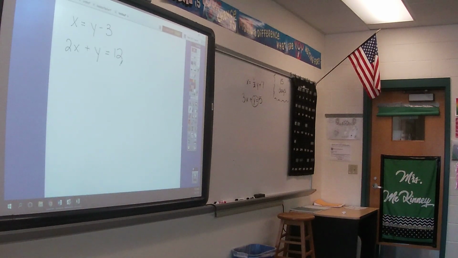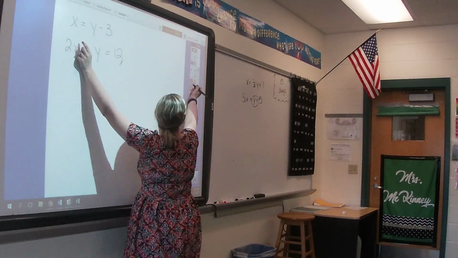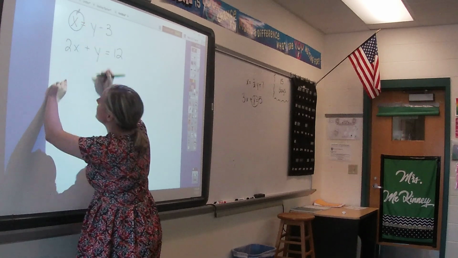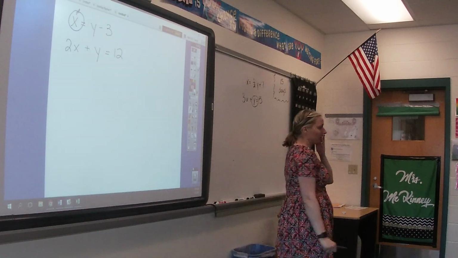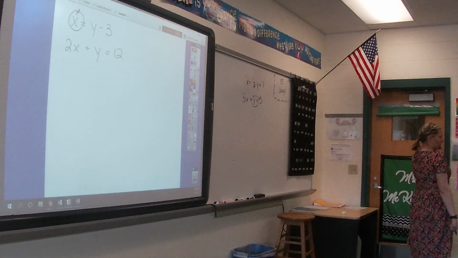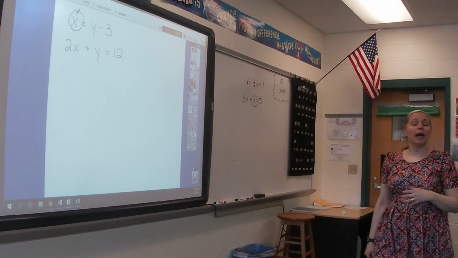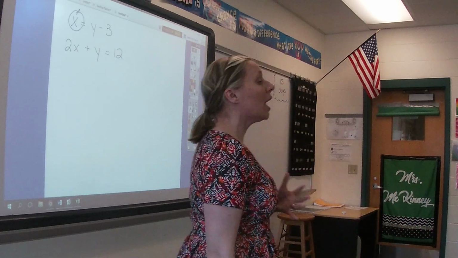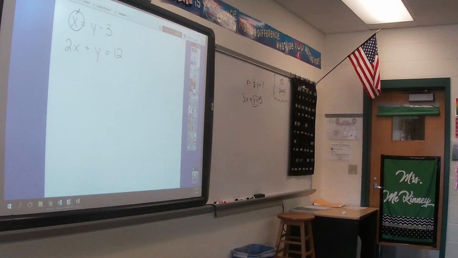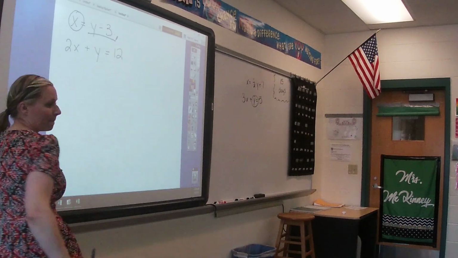Okay? So we're going to look. Do we see somewhere up here that says x equals or y equals? Yes, right? Up here on the first one. So step 1 says we're going to circle it. Step 2 says then underline what it equals. So what does x now equal? Y minus 3.